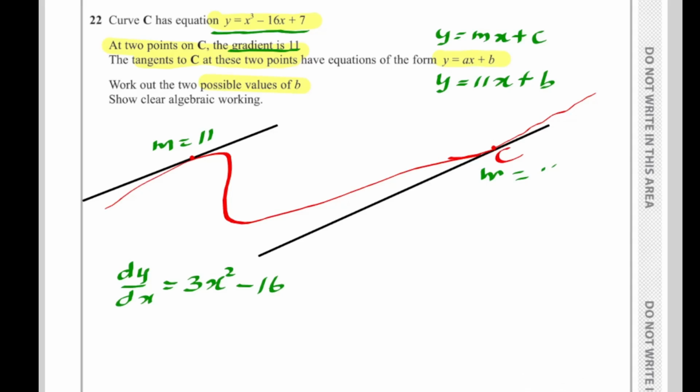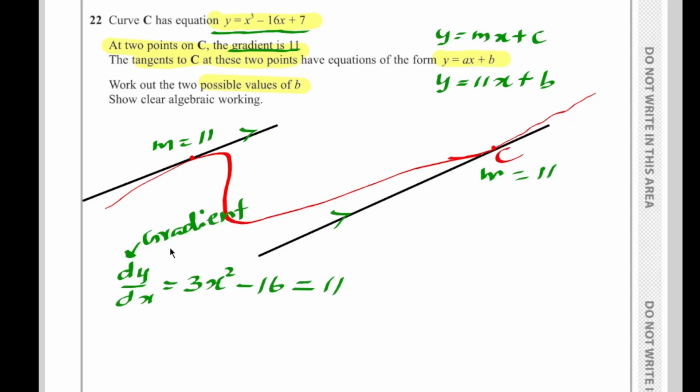Next, now I have dy by dx, 3x squared minus 16. I know the gradient at these 2 points, right? They are parallel lines. These two should be parallel because they are having the same gradient. Since they are having the same gradient, I'm equating this to 11 because dy by dx means gradient. This is the gradient formula. Using this one, you can get the gradient.